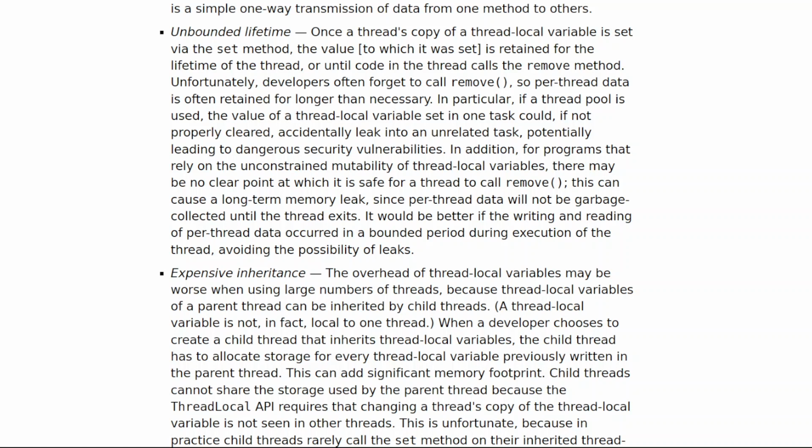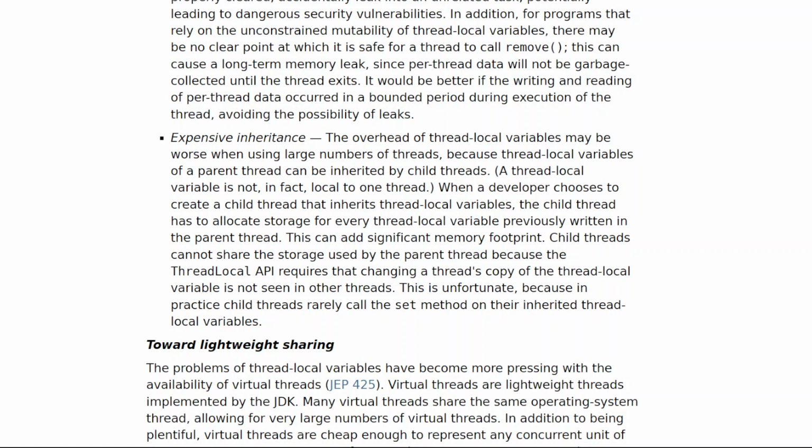In addition, for programs that rely on the unconstrained mutability of thread local variables, there may be no clear point at which it is safe for a thread to call remove. This can cause a long-term memory leak, since per-thread data will not be garbage collected until the thread exits. It would be better if the writing and reading of per-thread data occurred in a bounded period during execution of the thread, avoiding the possibility of leaks.